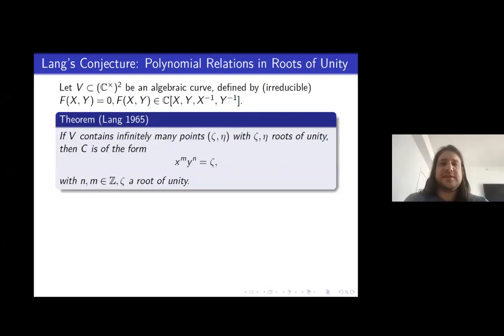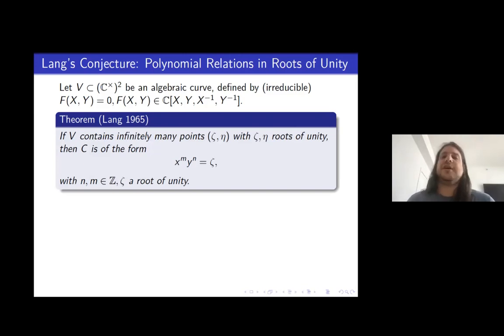So the simplest case of it is we just start with C star squared. So the punctured plane, 2 copies of it, and we take an algebraic curve inside there, which you can think of explicitly as some polynomial in x, y, and their inverses. And the question that Lang posed and answered is which such algebraic curves, which such polynomial relations contain infinitely many solutions with both x and y being roots of unity. So it's a certain arithmetically interesting class of points. And you want to know what kind of relation can be satisfied by infinitely many of them.